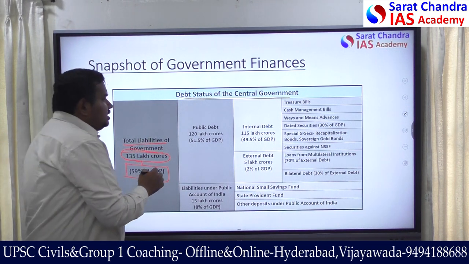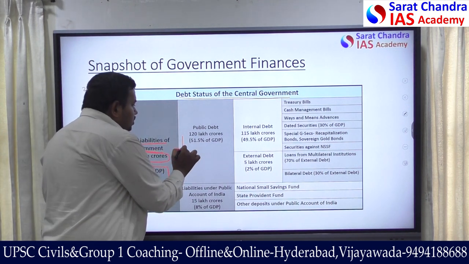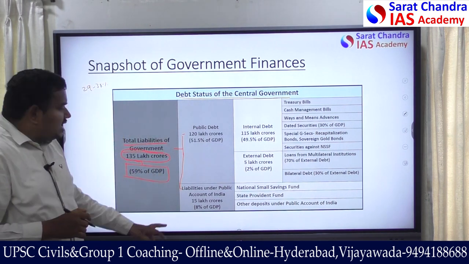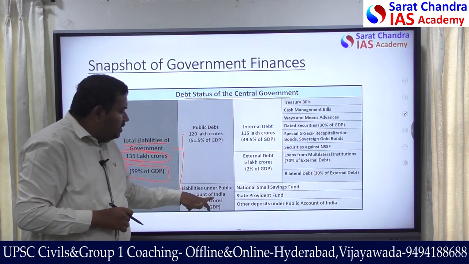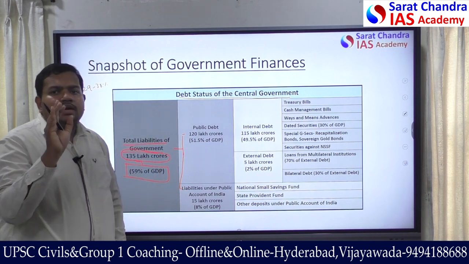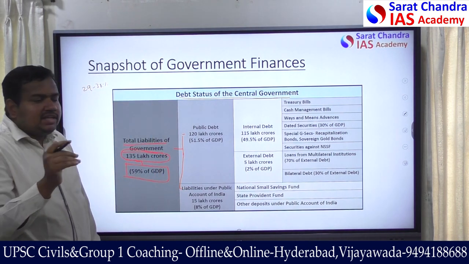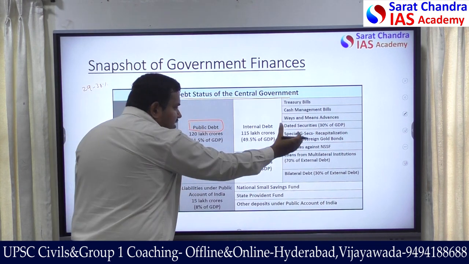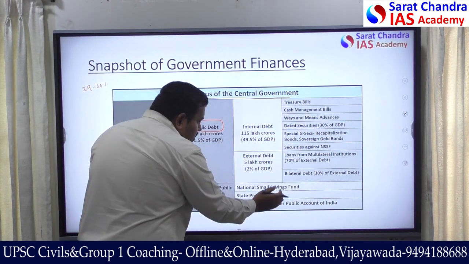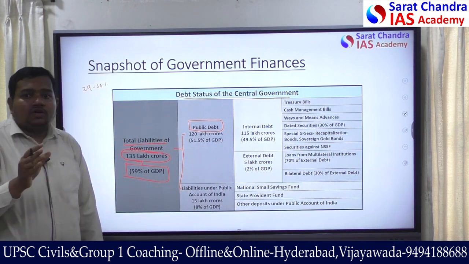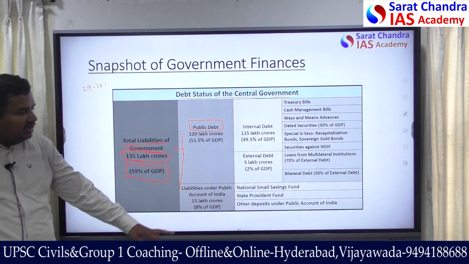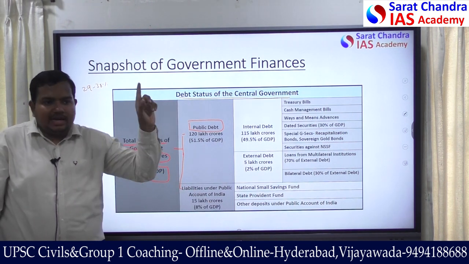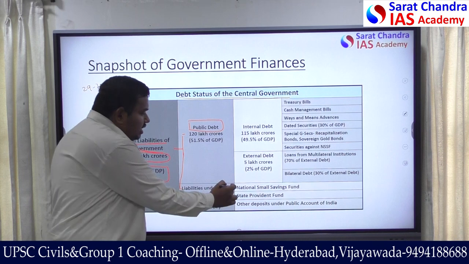Okay. Next, liabilities are divided into two types. One is public debt, and the second one is liabilities under public account of India. So always remember, if the term public debt is given, then only these are the things included. These are not included. But in the total liabilities, these are also included. But if the term used is public debt, then these are not included.